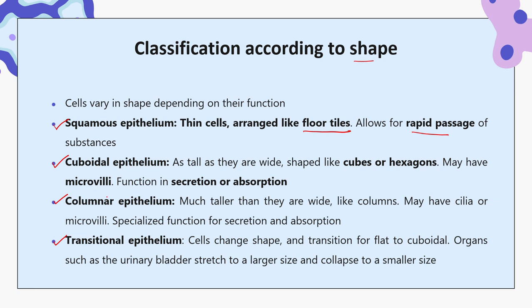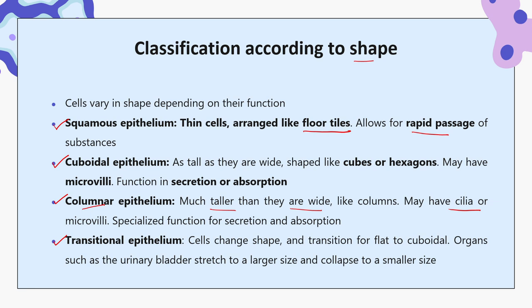Next type is columnar epithelial tissue. Columnar epithelial cells are much taller than they are wide. That means they look like columns, and they may contain cilia. Cilia means hair-like projections, or the microvilli. Their function: columnar epithelial tissue is important for secretion and absorption.